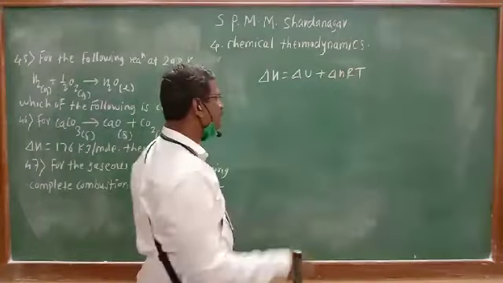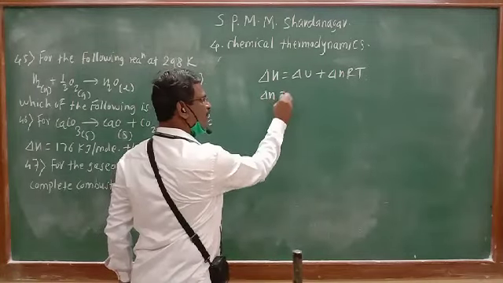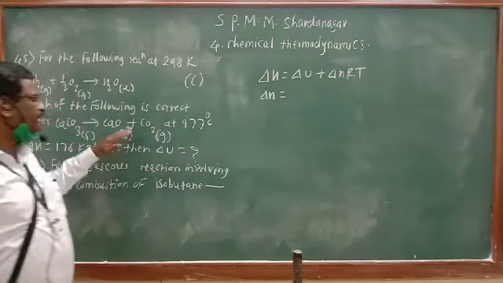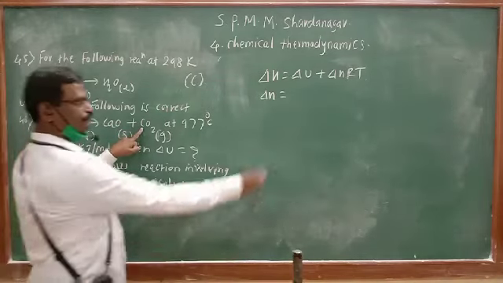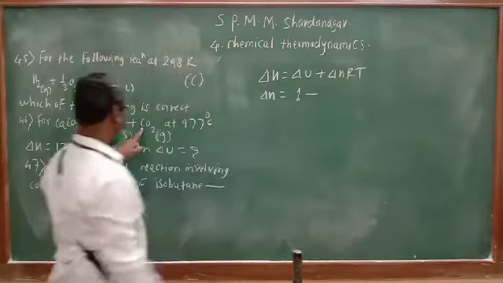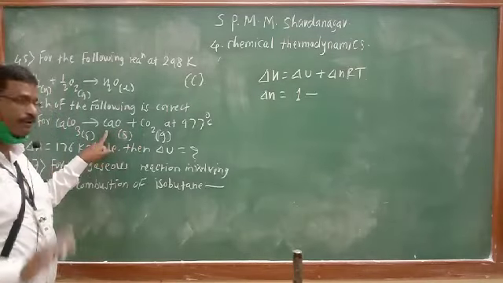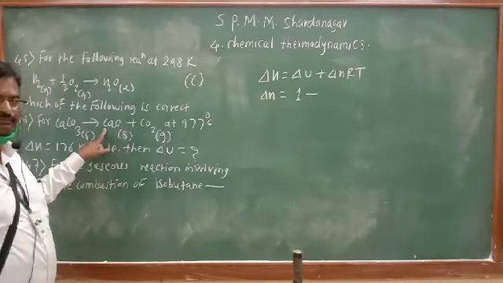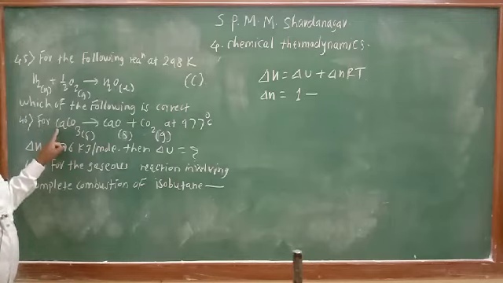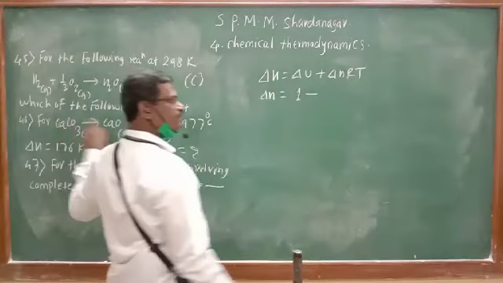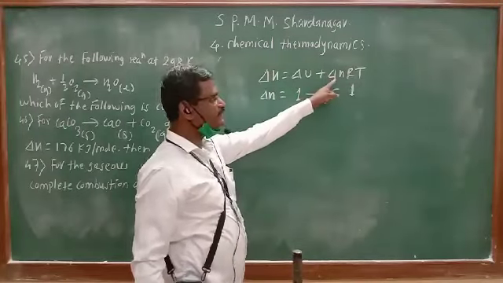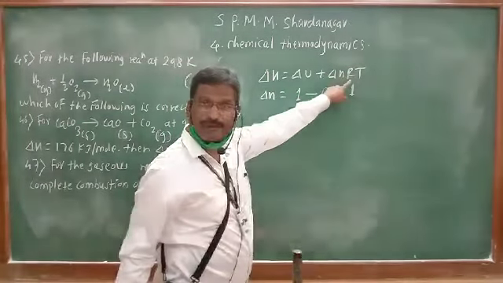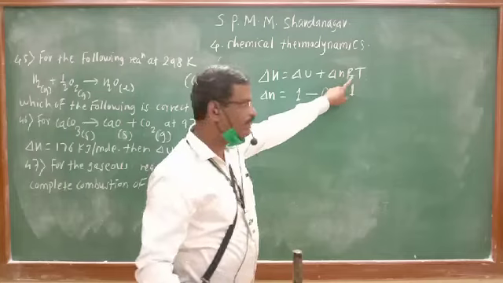What is the value of delta N for this reaction? Delta N is equal to N2 gas minus N1 gas. N2 gas is 1, minus. This we don't have to consider because this is 1 but it is solid. This is also solid, so not necessary to consider. 1 minus 0 is equal to 1. Delta N is 1. R is 8.31 for the standard value.